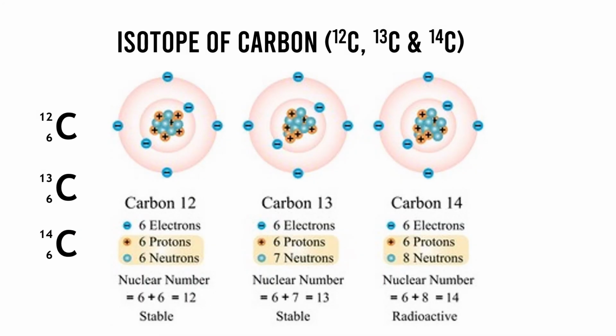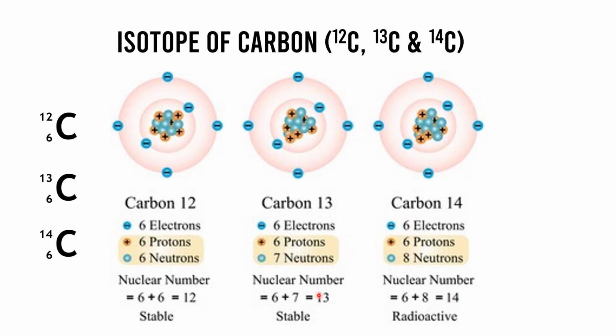And this is the example of isotopes of carbon. So we have carbon 12, carbon 13, and carbon 14. From this image, you can see that carbon 12 has 6 electrons, 6 protons, and 6 neutrons. Meanwhile, in carbon 13, the number of neutrons increases to 7, and in carbon 14, the number of neutrons increases to 8. So this will make the mass number become 14.